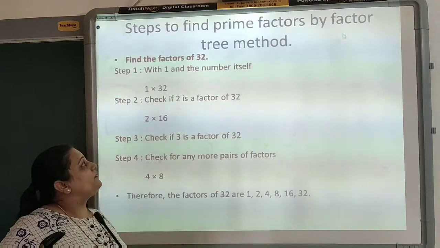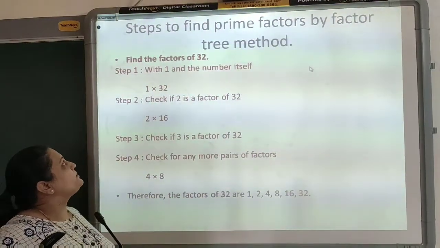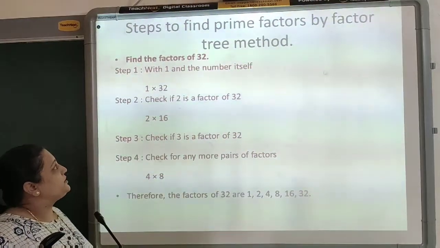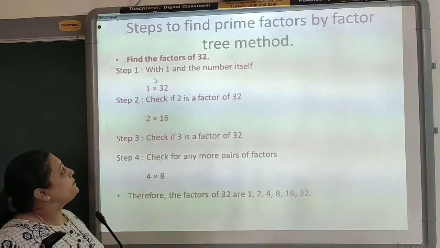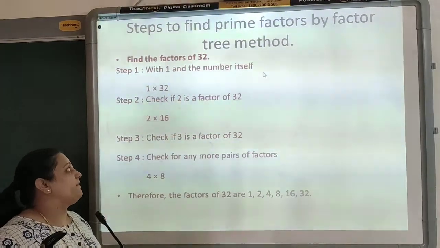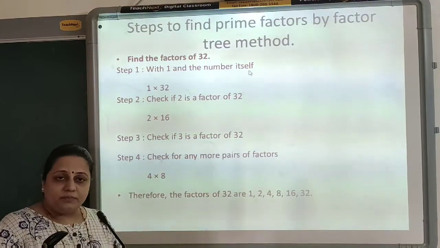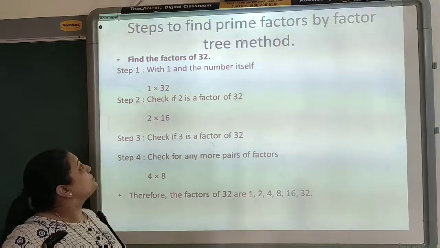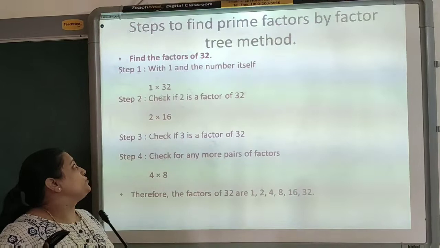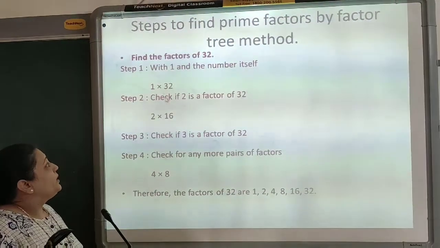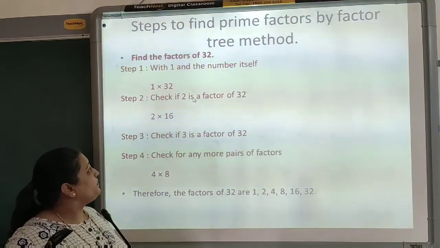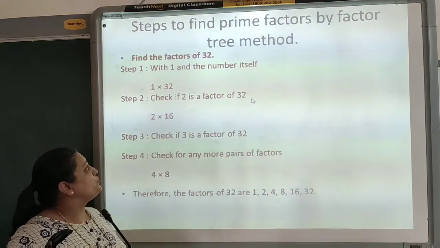Now see with the help of this. First we will see the steps. What are the steps to find out the factor tree? The first step is to start with 1 and the number itself. As we know, 1 and the number itself are factors of every number. So here we find the factors of 32. So 1 into 32. Now the second step, check if 2 is a factor of 32 or not.